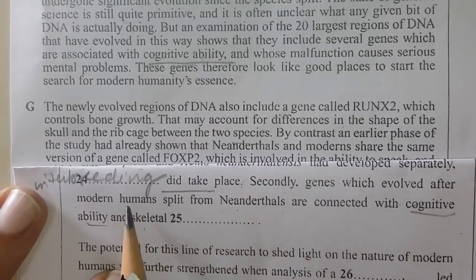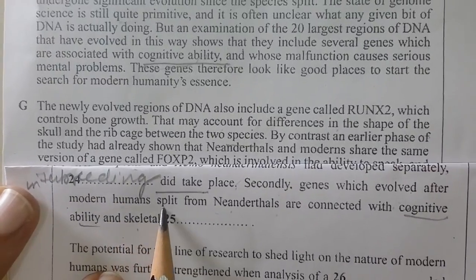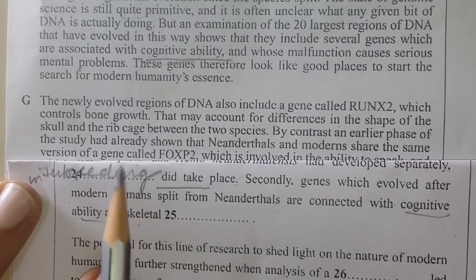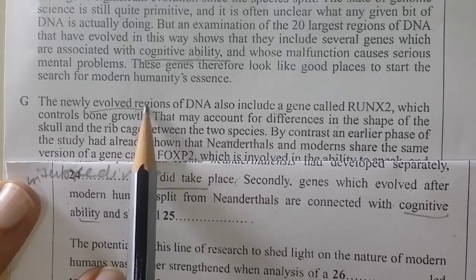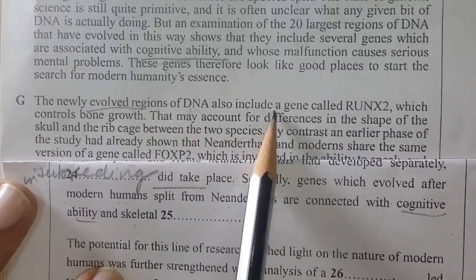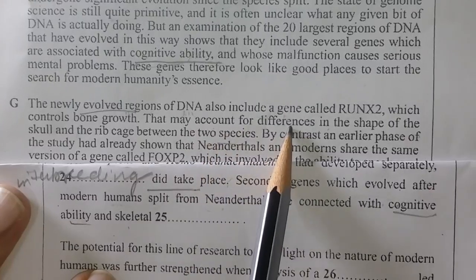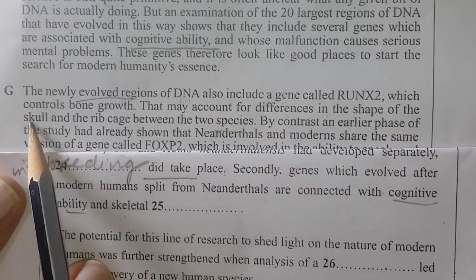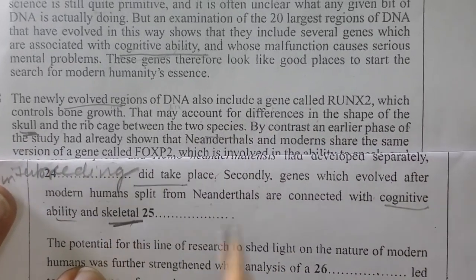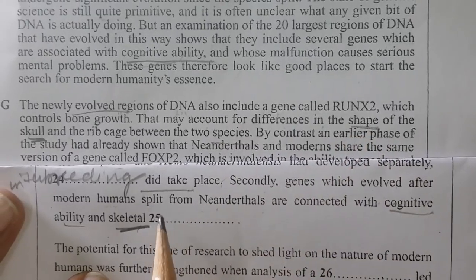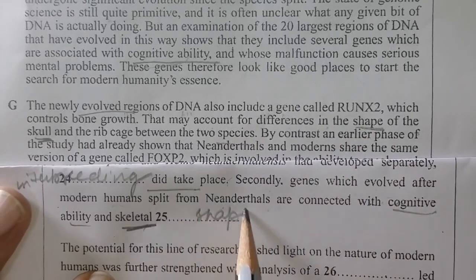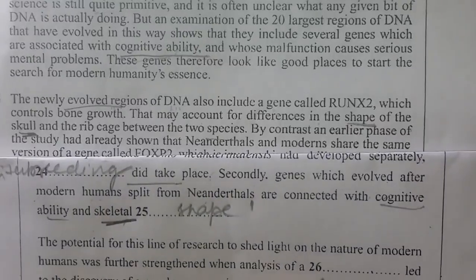The newly evolved regions of modern human DNA structure also include a gene which controls bone growth and accounts for differences in the shape of the skull. The skull is skeletal, and the shape is the shape of the skull. So this is the answer.